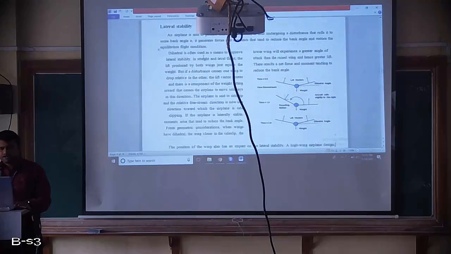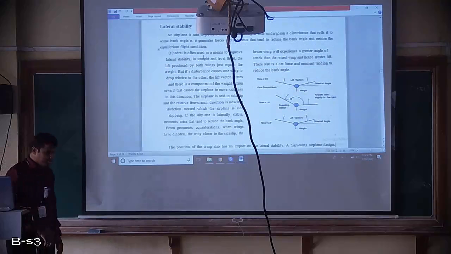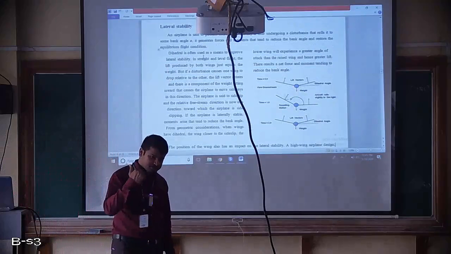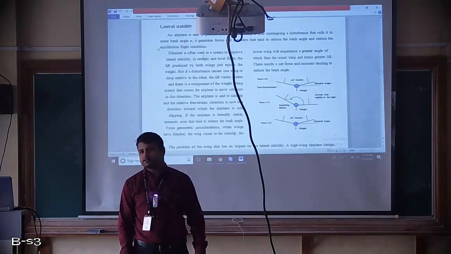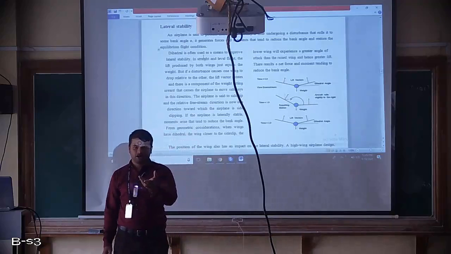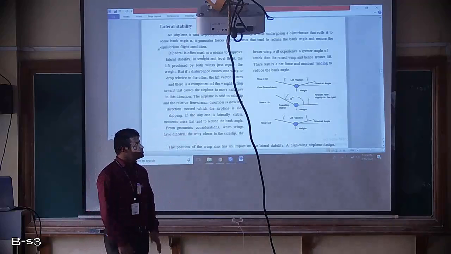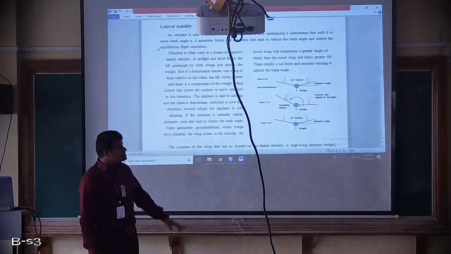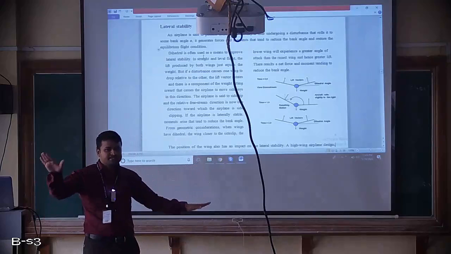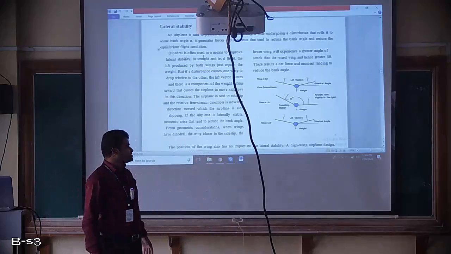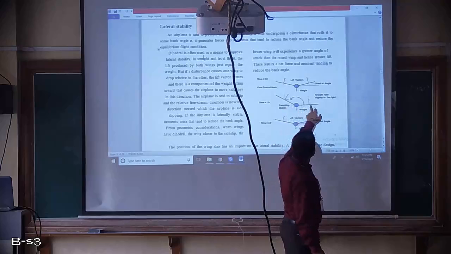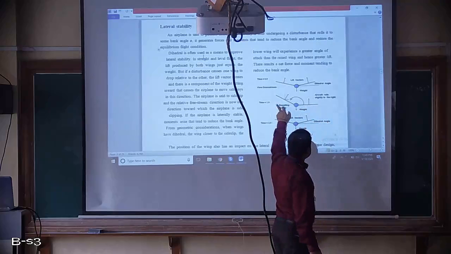So now lateral stability. We have seen longitudinal stability, that was about the pitch up and pitch down movement, and we have seen directional stability, that is about the directional movement, the yaw movement. So now about lateral stability, and this will happen with respect to your lateral axis. Basically it is for rolling of the aircraft. This is called the lateral axis. From wing tip to tip, one axis will go.